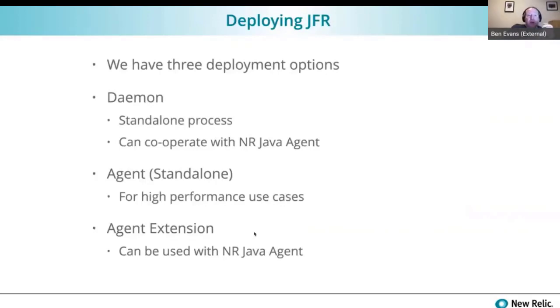So we have 3 deployment options today. You can deploy either as a standalone agent without the New Relic agent present for high performance. You can use a standalone process, which can also cooperate with the Java agent. And coming very soon, there'll be an agent extension to allow you to use this in the same way that the Java 14 version has been used.